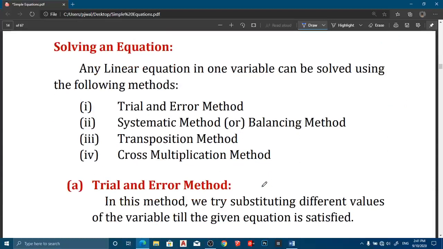The next session I am going to explain finding the solution of given equations in 4 methods. This is very important, so we have to learn the procedure of the different methods which we are going to use to find the solutions of the given equation.